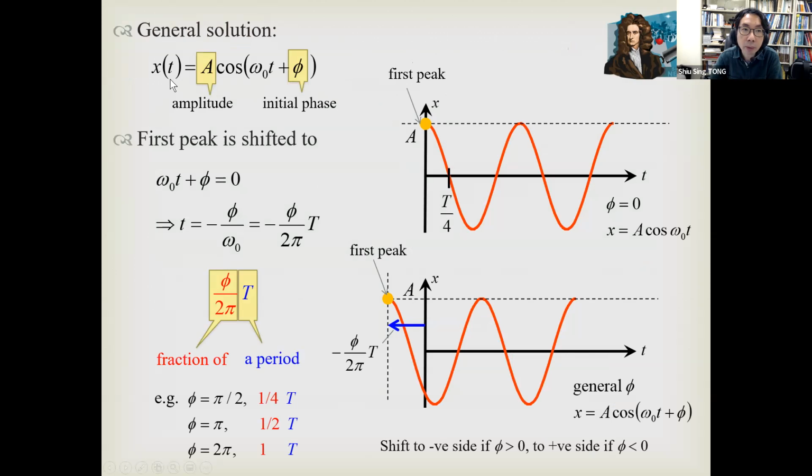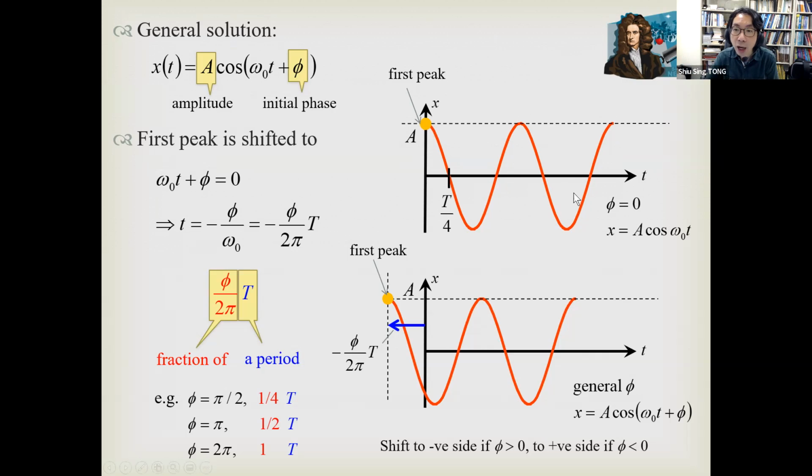Now, the general solution can be written in this form. A is of course the amplitude. The amplitude is the degree of vibration, right? It measures how much the vibration is. So this is actually the maximum displacement of the particle from the equilibrium position. So that is A, right?